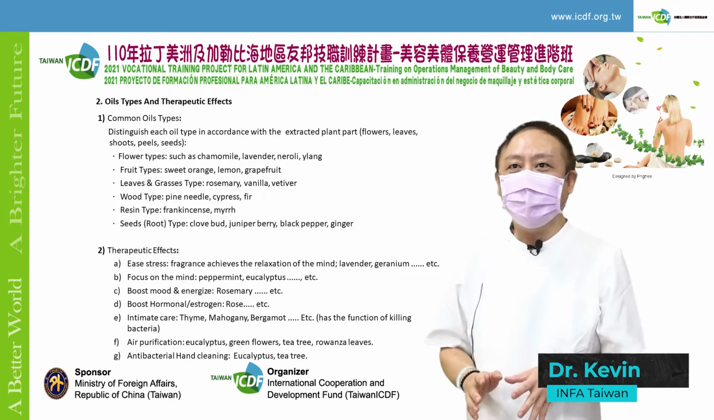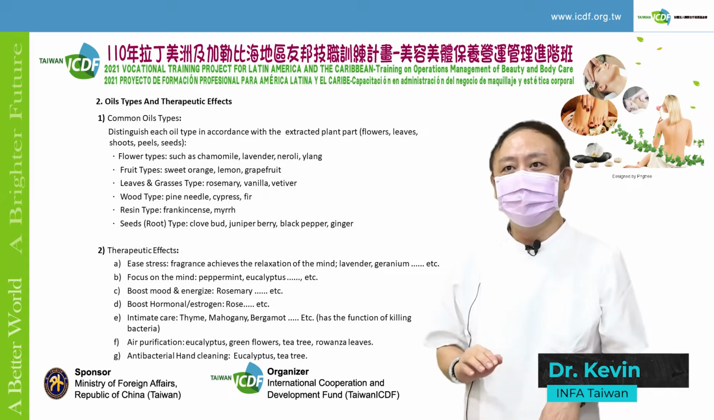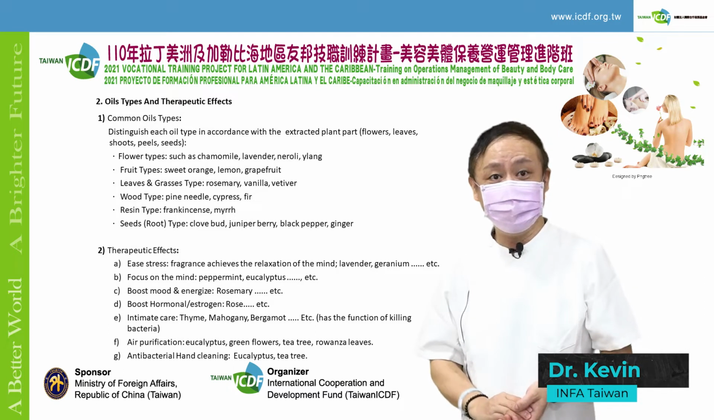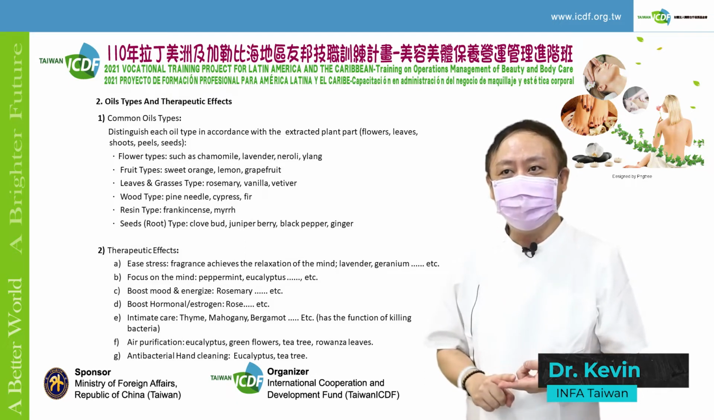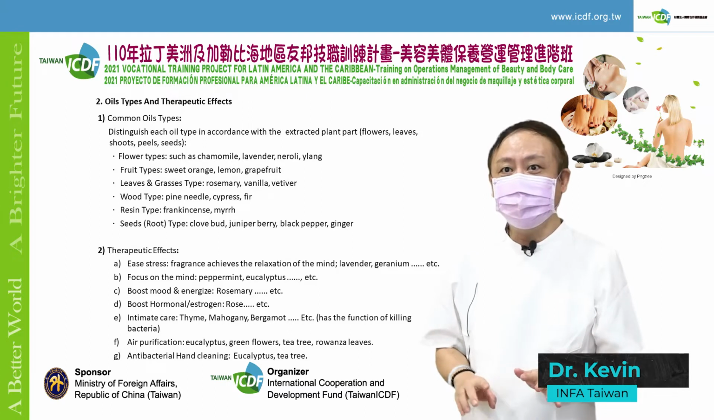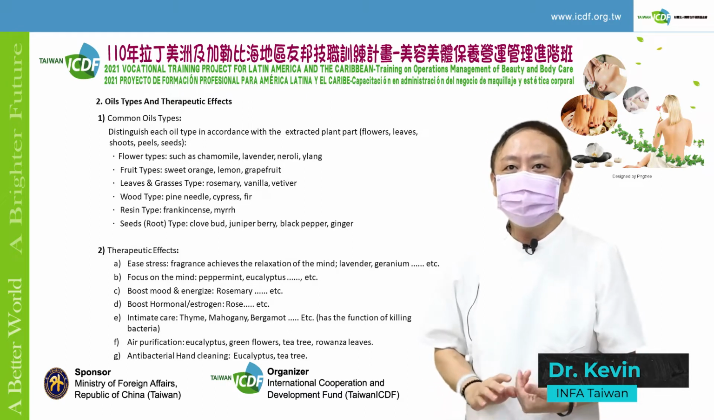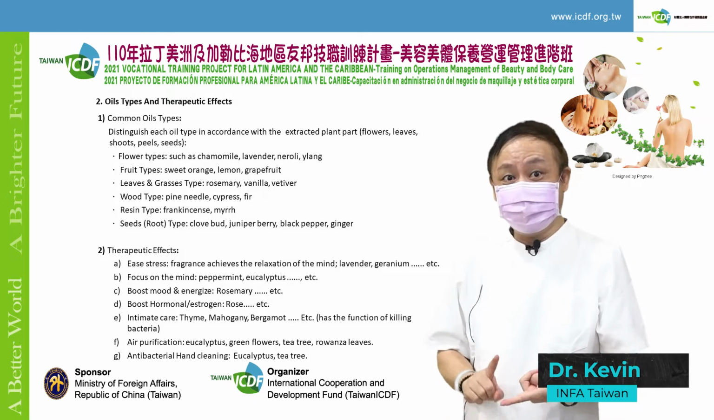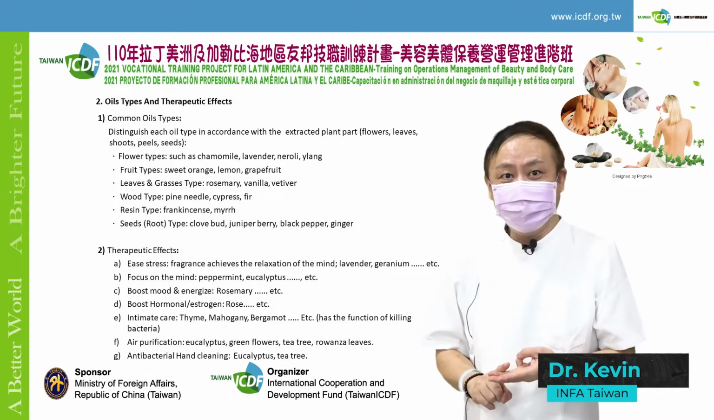And then we're going to talk about the common oil types. They are usually distinguished by the way of extraction method. So where can we get essential oil from a plant? You can get from the flower, leaves, shoots, peels, and seeds. So ones from flowers, the flower type essential oil are lavender and neroli, ylang, and chamomile.